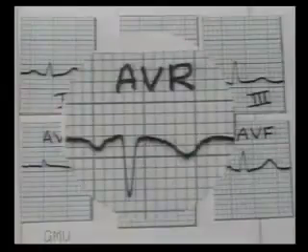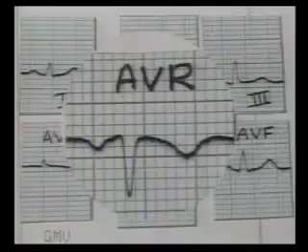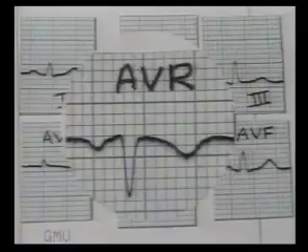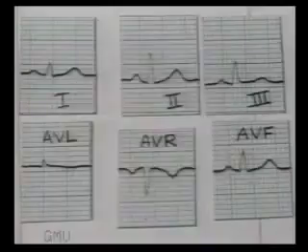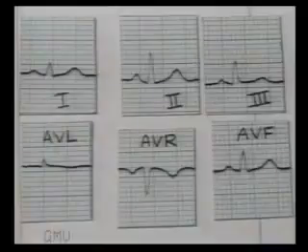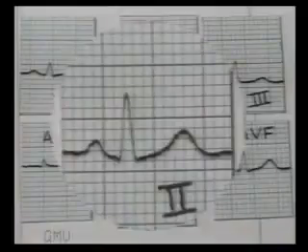In this lead, all waves should be inverted. If they are upright, then probably limb leads were wrongly connected and ECG interpretation should be avoided. Only exceptionally it may be upright due to dextrocardia. Then calculate the heart rate. Then study the P wave morphology in lead 2 where it is most prominent.